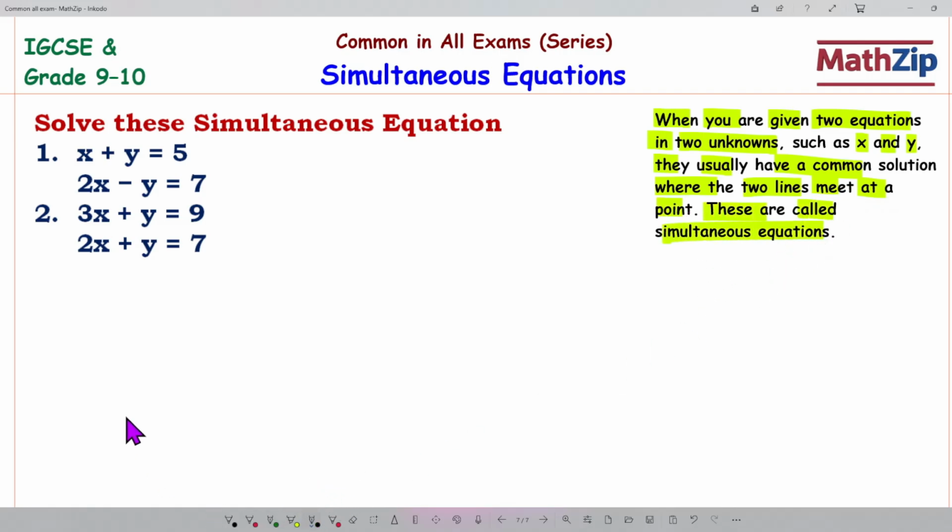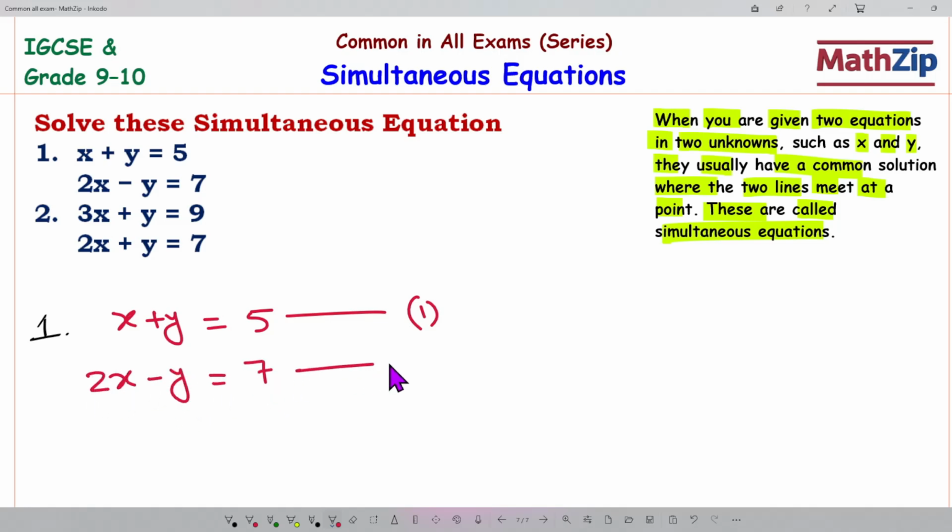So question 1: x plus y equals 5 and 2x minus y equals 7. First we have to label these. x plus y equals 5 we can denote as equation 1, and 2x minus y equals 7 is equation 2.